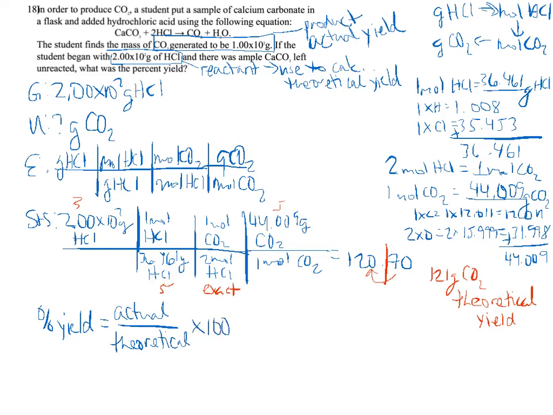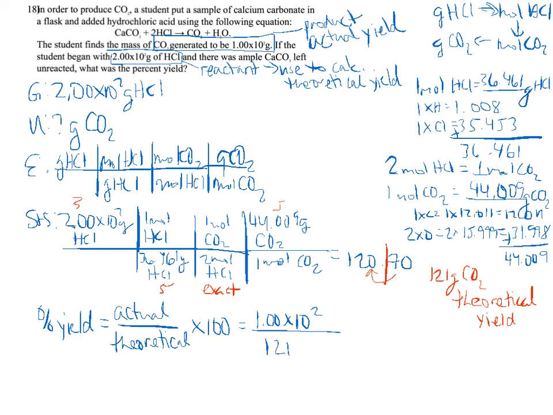You can find this on your formula chart. The green formula charts that I have, it's under other formulas. It's the third one down. So there's density, and then there's percent error, and then there's a percent yield. Okay, so actual, remember, we have to go back up to the problem. That's always what we're given in the problem. So we're given 1.00 times 10 to the second gram. Okay, so if we plug our numbers in, our actual, remember, is 1.00 times 10 to the second, and our theoretical was what we just calculated.